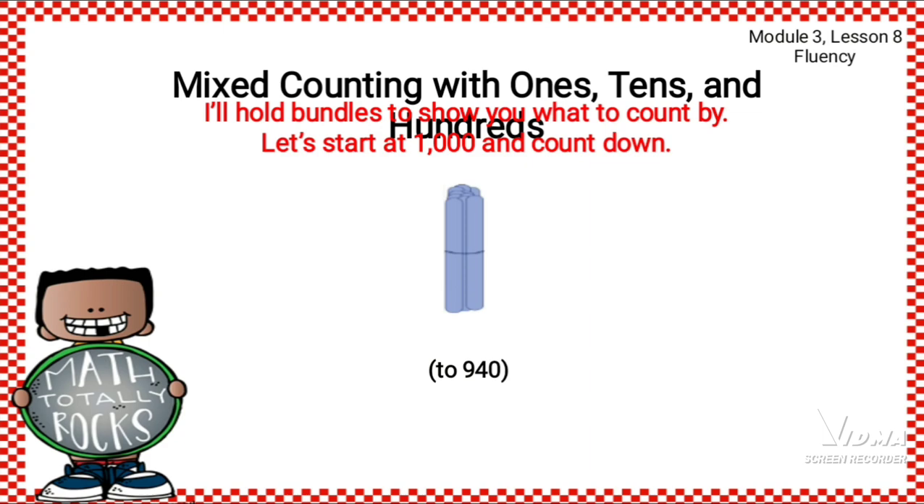All right. Let's see if you can do more. I'll show you another bundle to count by now and count until we get to 540. That's a bundle of 100. We stopped at 940 and I want you to count down to 540. So what will it be? Count along. 840, 740, 640, 540. Good job.